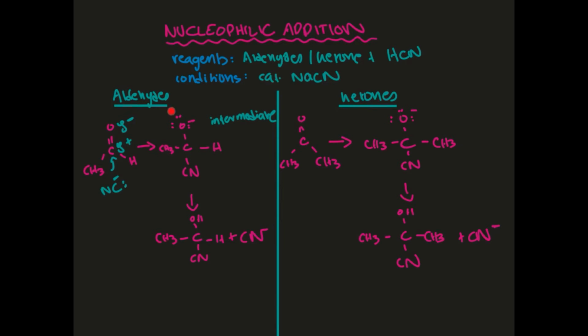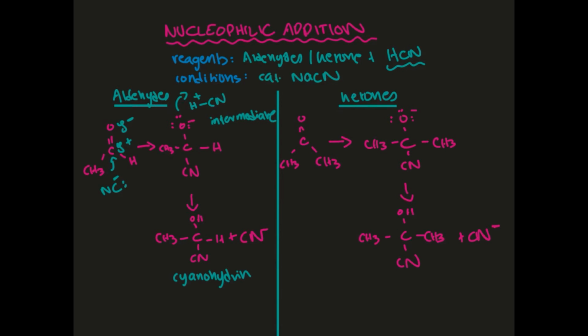This intermediate is going to be very unstable because this oxygen has a negative charge. This oxygen will form a dative bond with the hydrogen of HCN, which is the reagent that we are using, and this is going to result in the formation of a cyanohydrin. A cyanohydrin is a compound in which an OH group and a nitrile group are bonded to the same carbon. So this is the reaction of HCN with aldehydes.